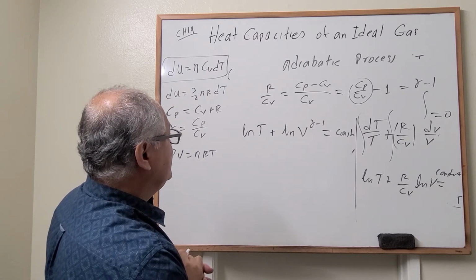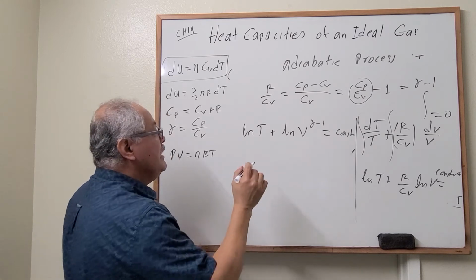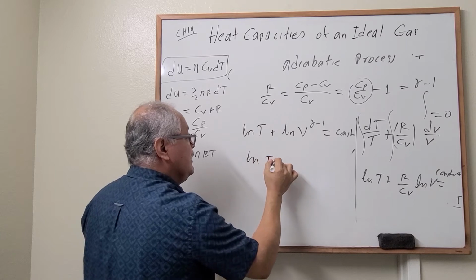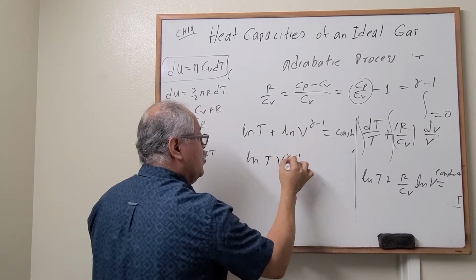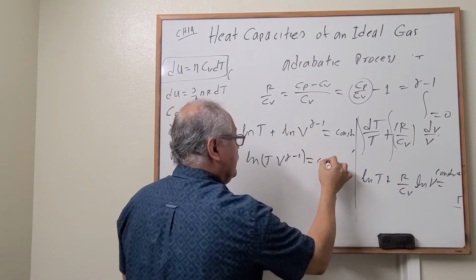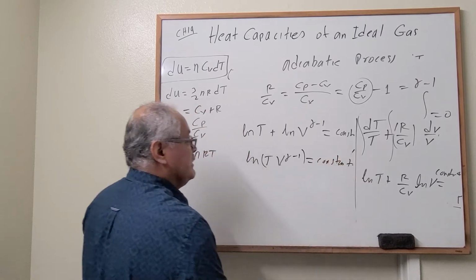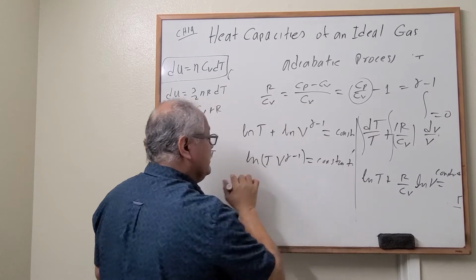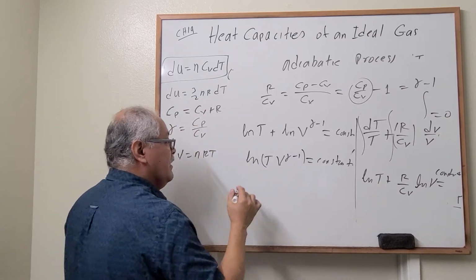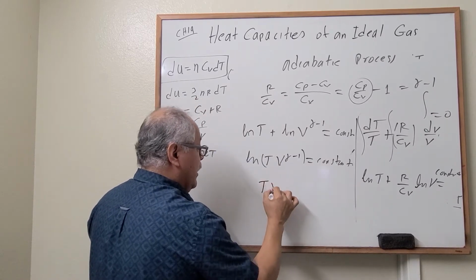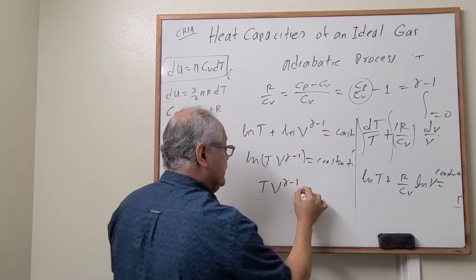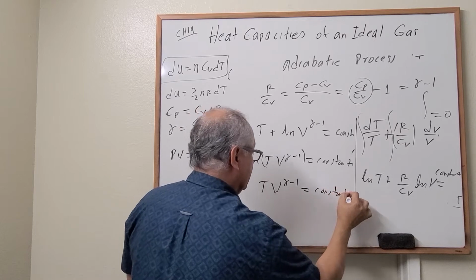Perfect. Am I missing anything right here? No, I'm not missing anything. Okay, now let's combine these two. What do we have? ln of T V to the gamma minus 1 is equal to a constant. Perfect. And then let's cancel this ln, and we have that temperature times volume to the gamma minus 1 is equal to a constant.